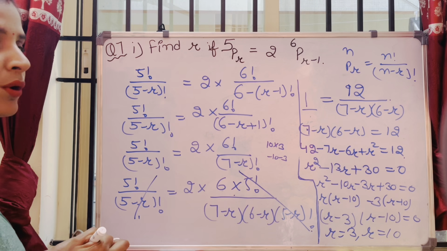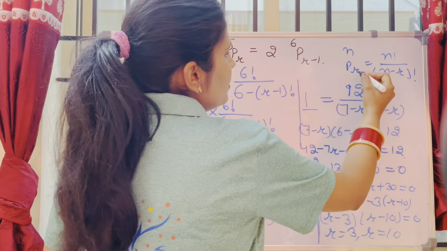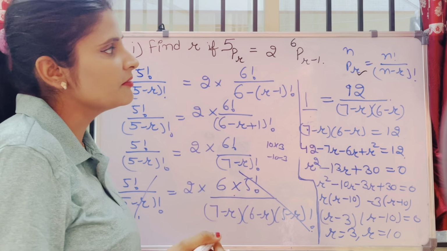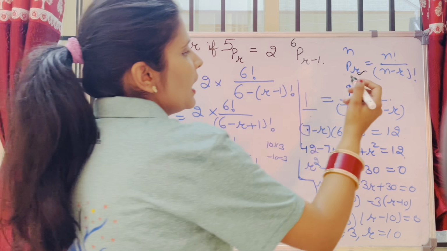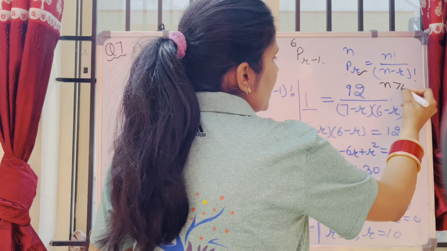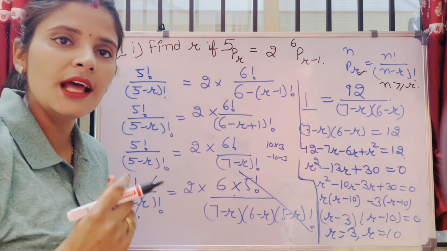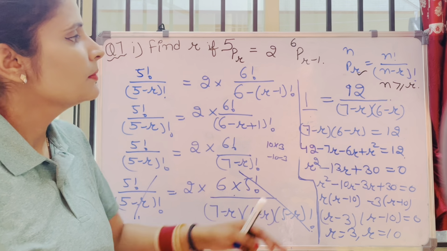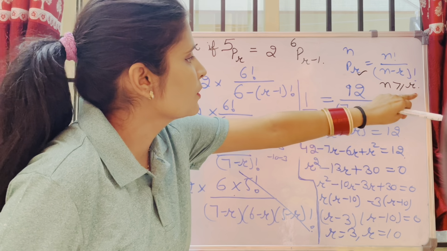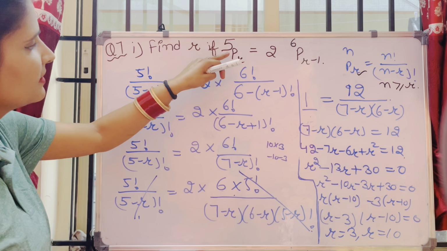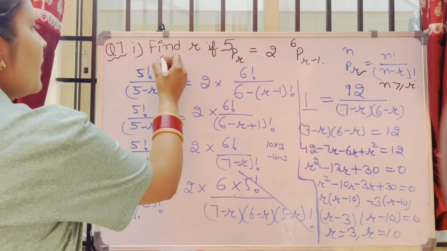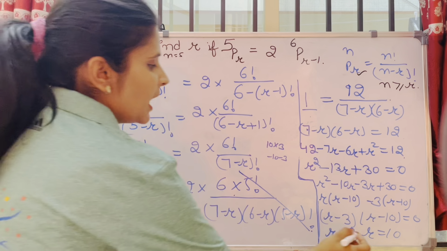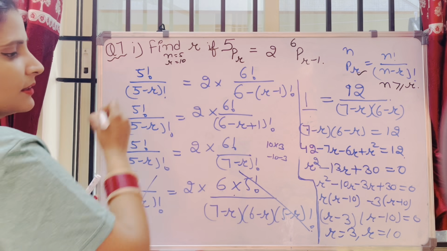So we know that the value of r can never be greater than n. So n is always greater than or equal to r. Here we can see that n is equal to 5. So we can't take r equal to 10.